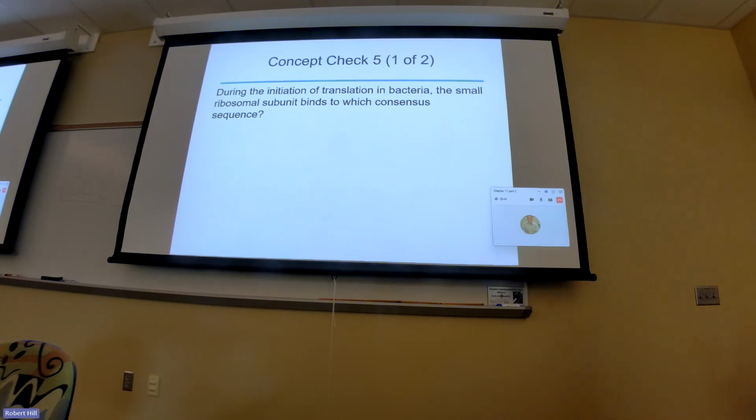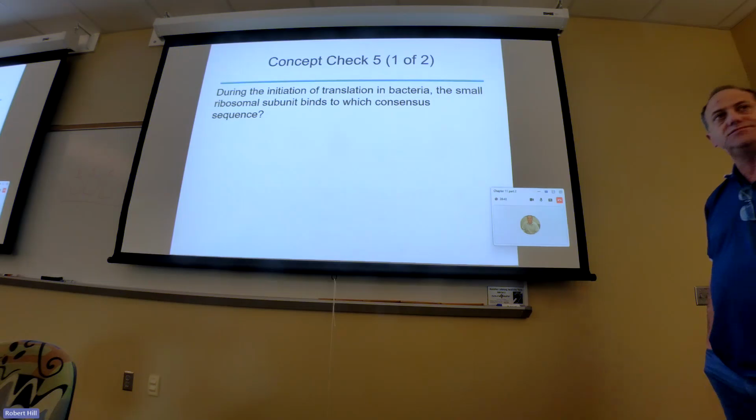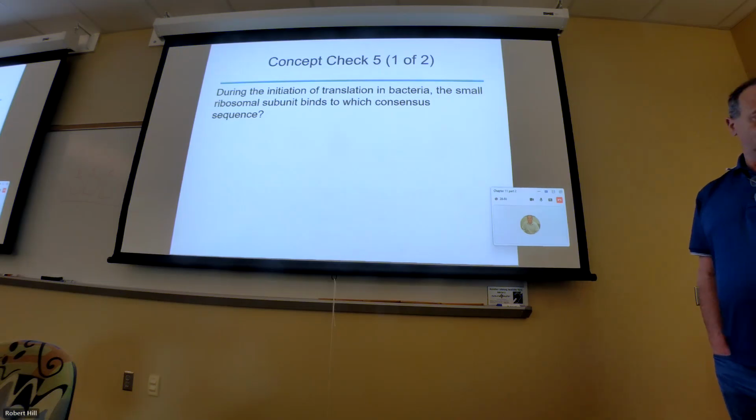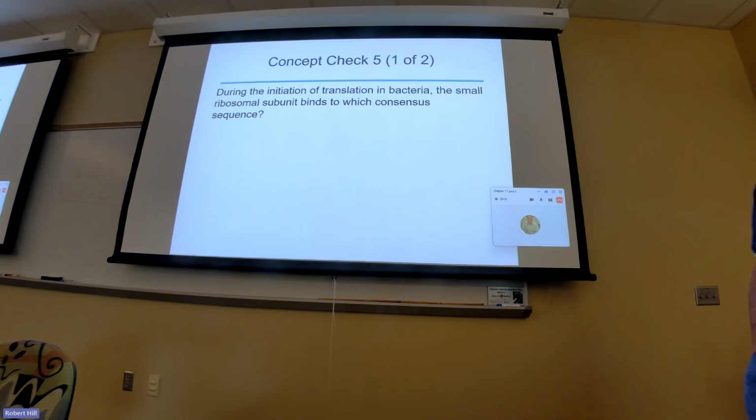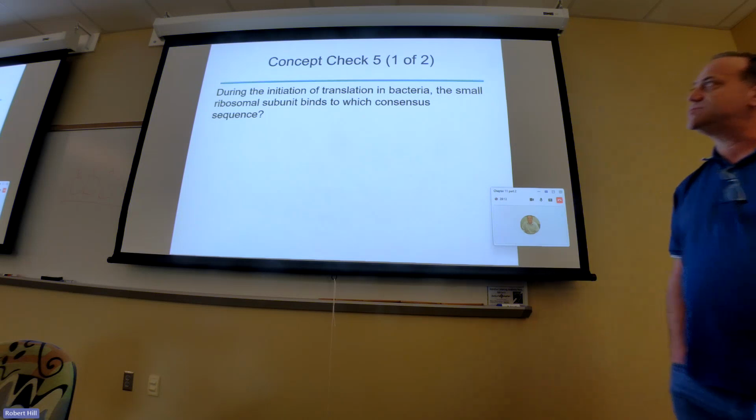All right, during initiation, the small ribosomal subunit binds to which consensus sequence? We've already talked about TFR. Shine? AUG is a codon, so it's the Shine-Dalgarno, right? That's the consensus sequence.